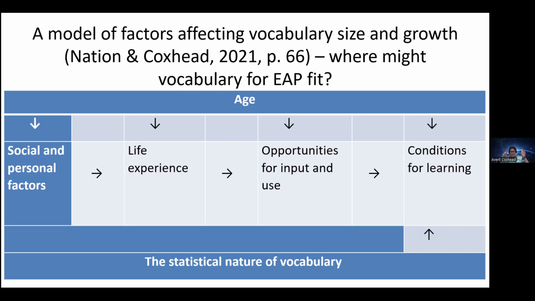So you've got two parts of the model that go across everything: age at the top and the statistical nature of vocabulary. In the middle, you can see that feeding into age is what are the social and personal factors of people. So if you come from a household where there are lots of books and you tend to talk about ideas and there's lots of input and there are things going on, then that feeds into your vocabulary size.